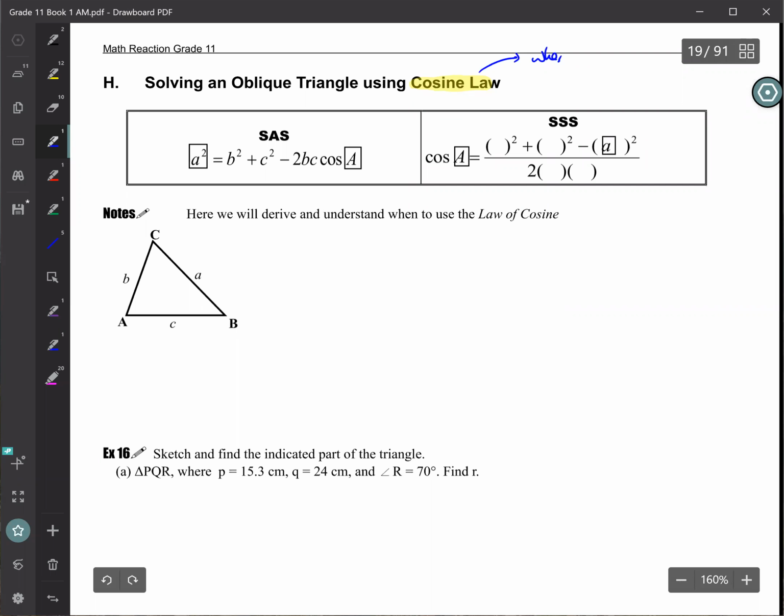When not given a pair. A pair means they give you an angle and a side. When you're given an angle and a side, that's called a pair. So if you are not given a pair, then you know you need to use cosine law.